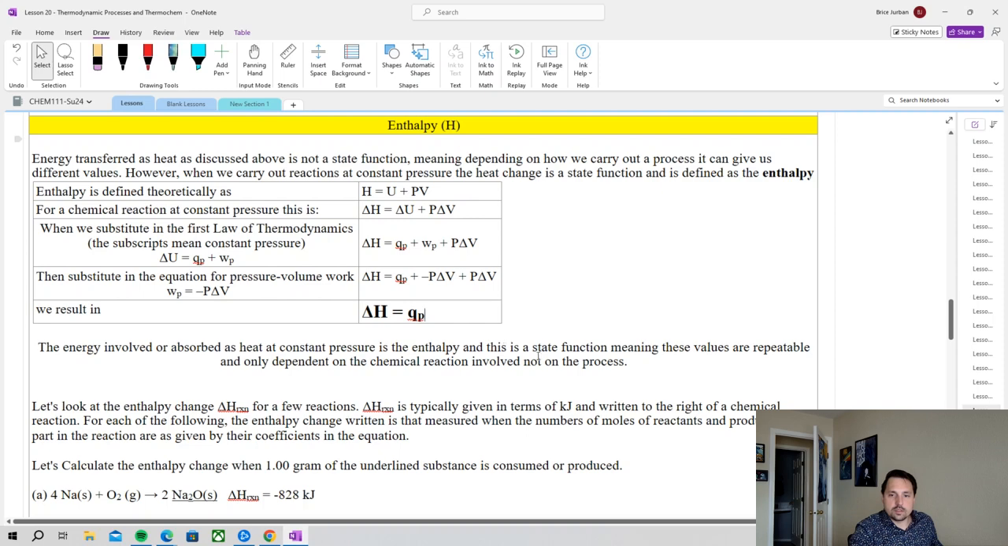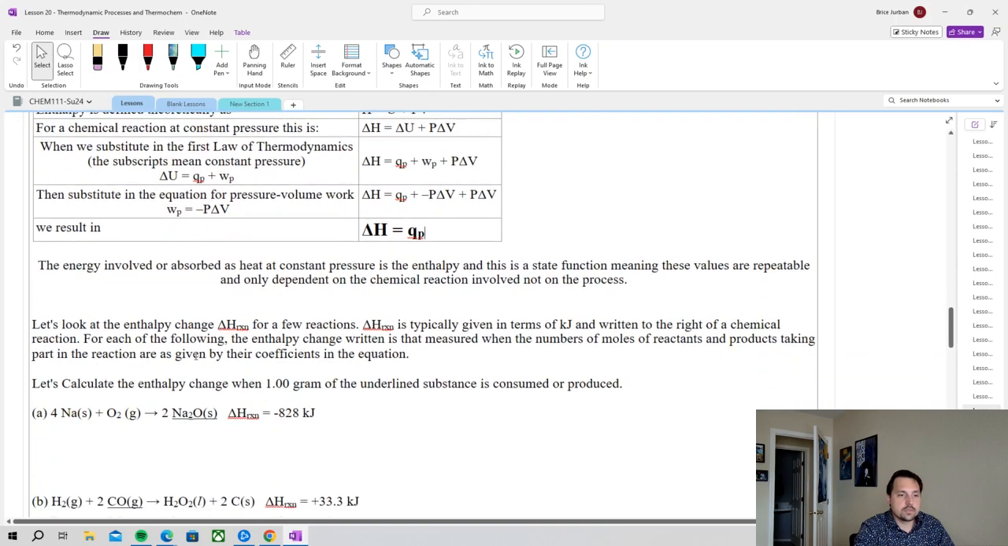Okay, so the energy involved or absorbed as heat at constant pressure is the enthalpy, and this is a state function, meaning these values are repeatable and only dependent on the chemical reaction involved, not on the process. And this is very useful to know.